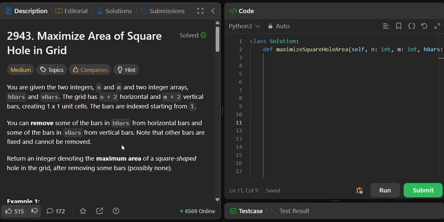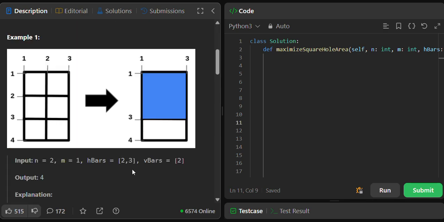Now for example, we have n equal to 2, m equal to 1, hBars equal to 2, 3 and vBars equal to 2. So n plus 2 that is 4 and m plus 2 that is 3. So our grid is of 4 cross 3. Now hBars consist of 2, 3, that means we can remove the horizontal bar 2 and 3, and vBars consist of 2, that means we can remove the vertical bar 2. So after removing the horizontal bar 2 and the vertical bar 2, we have a hole in the grid that has the area of 4, and this is the maximum possible area after removing the bars.